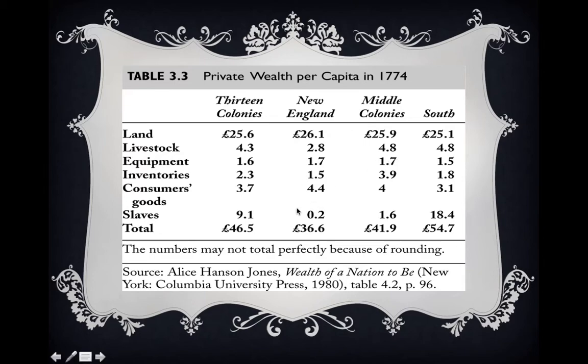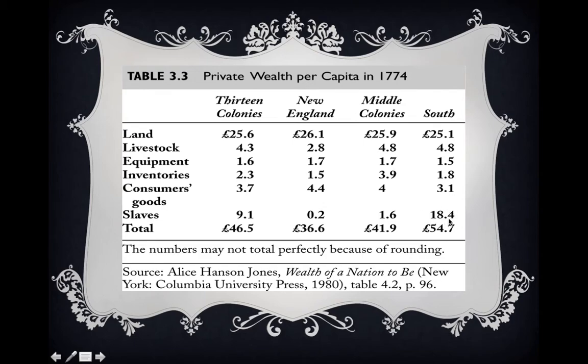And if we take a look at New England, we can see it's almost non-existent, which makes sense because remember when we took a look at the distribution of slaves along the colonies, in New England, roughly, only 1% of the population was slaves. So it makes sense that the proportion of wealth that was due to holding slaves would be insignificant. In the middle colonies, we can see again it's quite small, 1.6 pounds sterling. But take a look at the South.